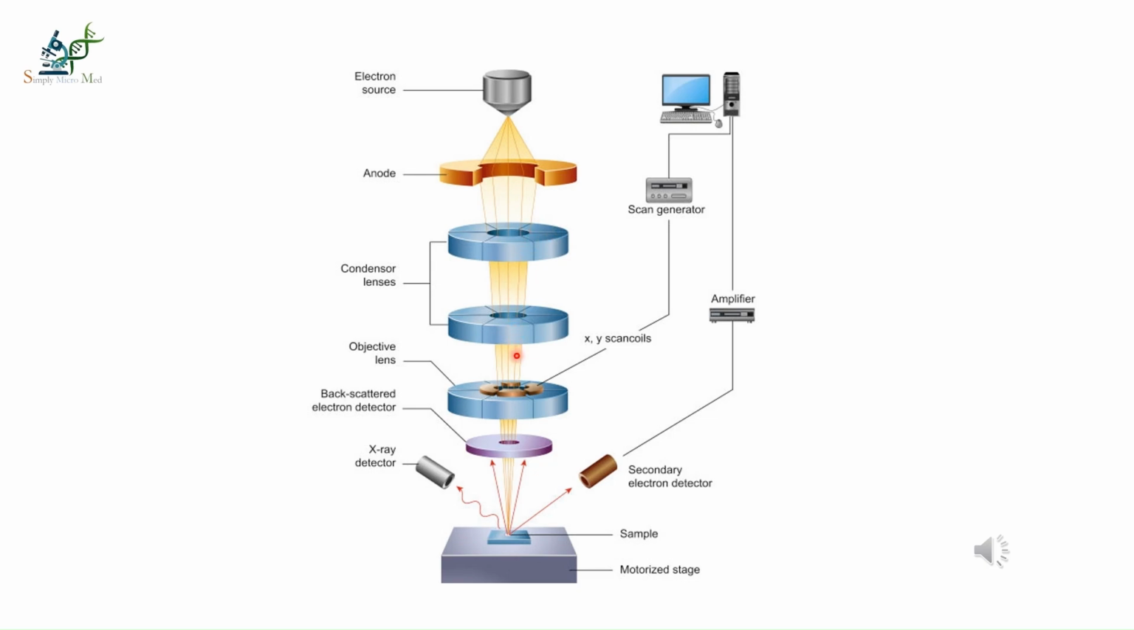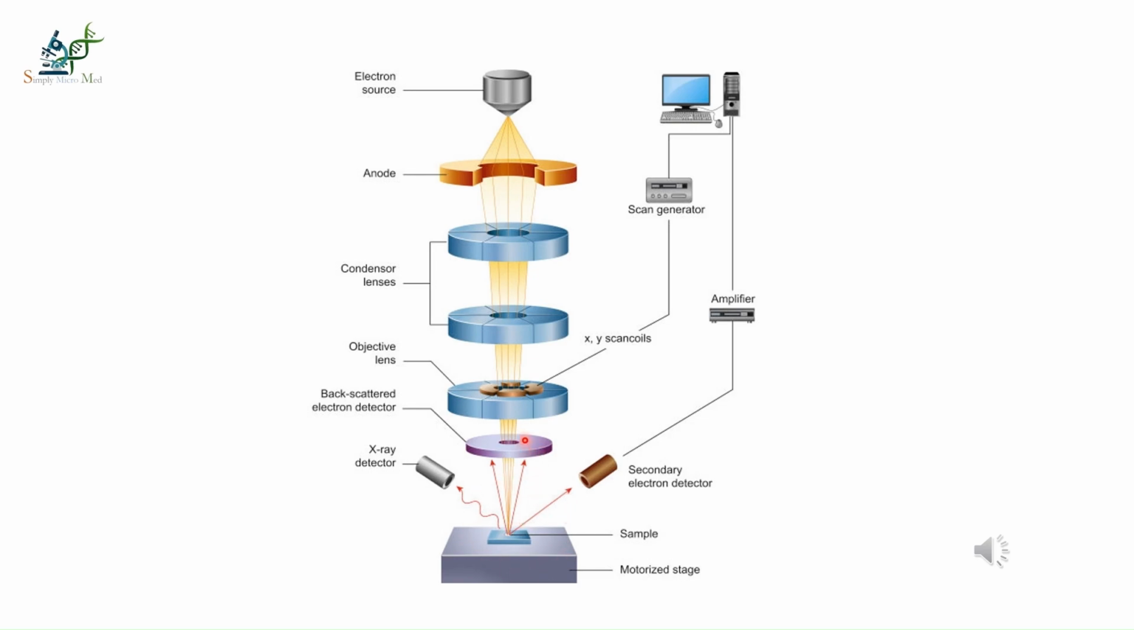And the objective lens will focus the beam on the sample surface. The position of the electron beam on the sample is controlled by the scan coil above the objective lens. That means the coil allows the beam to scan over the surface of the sample in the X and Y plane. The sample is mounted on a stage in a chamber under vacuum. That means this area is in vacuum.